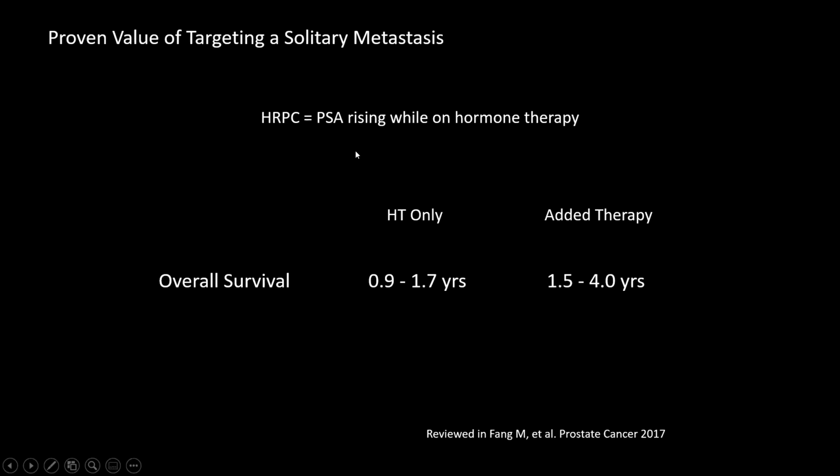For instance, with hormone refractory prostate cancer, it was previously reported that if you have hormone refractory prostate cancer and you stay on hormone therapy, median survival would be 0.9 to 1.7 years. That's a short period of time. With the newer drugs like abiraterone and so forth, you may be getting a little bit of a bump in survival, 1.5 to 4 years thereabouts.